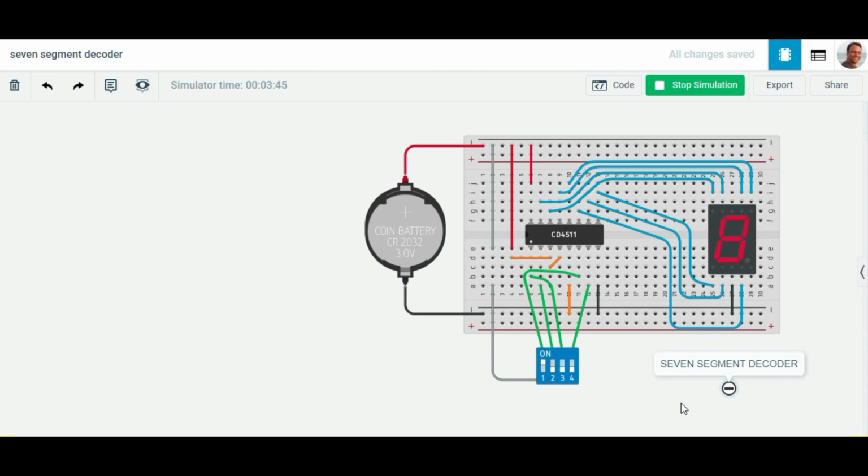So the experiment of BCD to 7 segment decoder is successful.